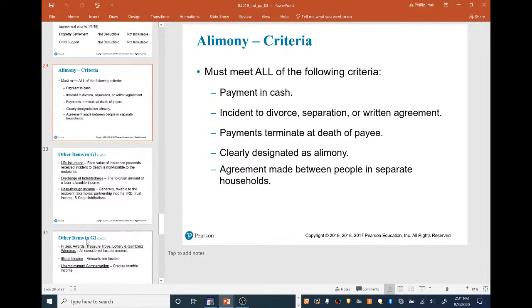So once again, tax alimony is going to be defined in the code and is included in gross income. Currently, tax alimony must be pursuant to an approved written agreement, as we just established, between the two parties. It's going to be paid in cash or spousal benefit. For the spousal benefit, it must terminate at death, and the parties must be living in separate households.